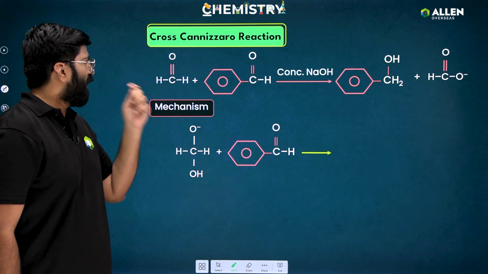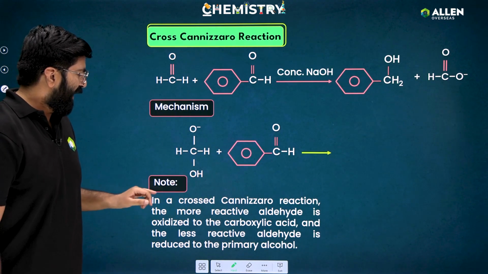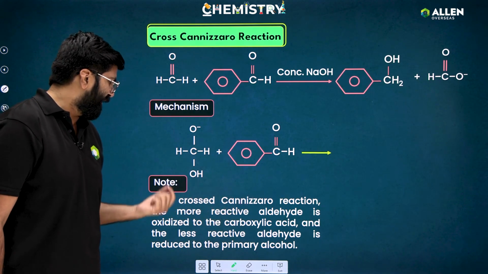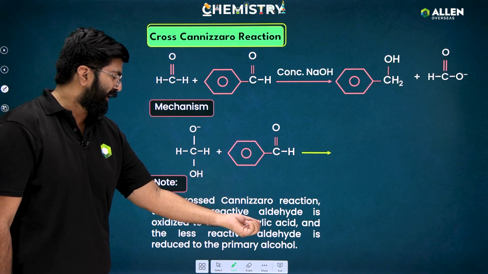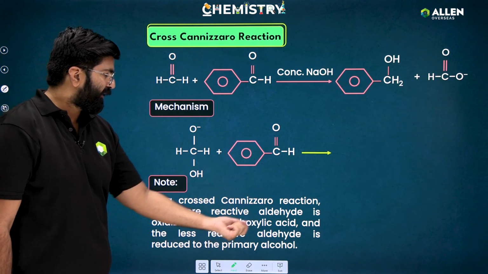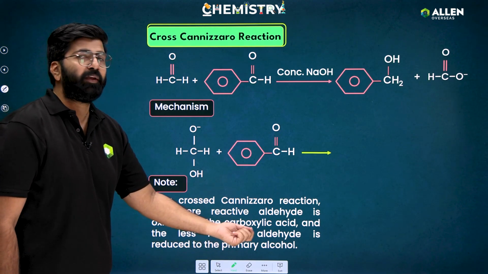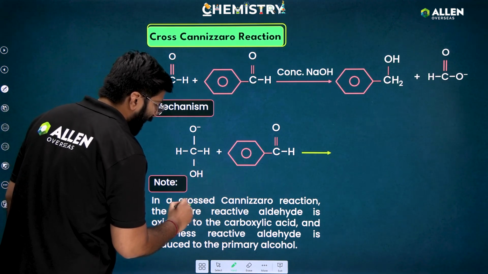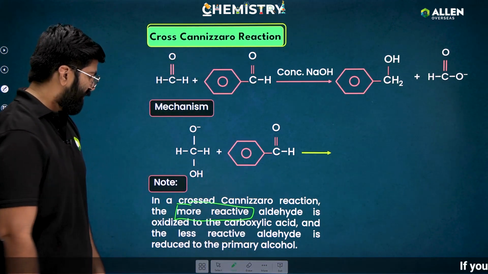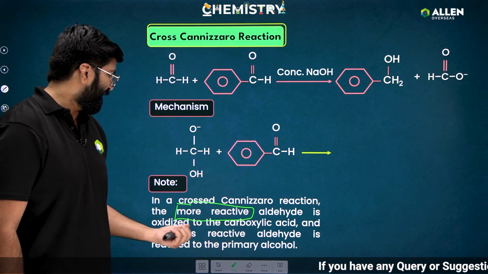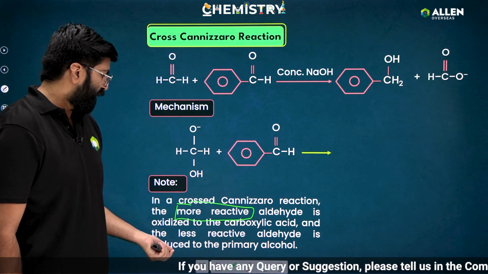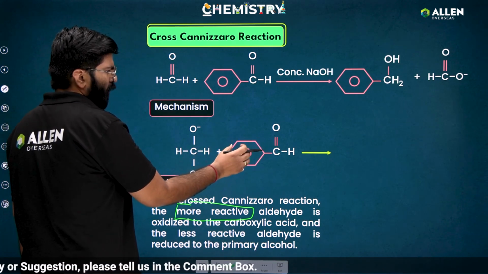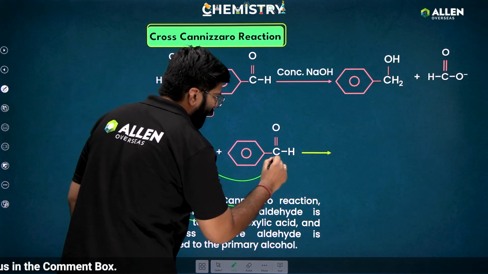So once we have this, the note which you have to keep in mind is that in a crossed Cannizzaro reaction, the more reactive aldehyde is oxidized to the carboxylic acid, and the less reactive aldehyde is reduced to the primary alcohol. This part you have to keep in mind. So what's the important point over here? More reactive aldehyde is oxidized to the carboxylic acid, and the less reactive aldehyde is reduced to the primary alcohol. So based on this, because there is a bulky group also present, that's why this hydride is going to come and attack over here.